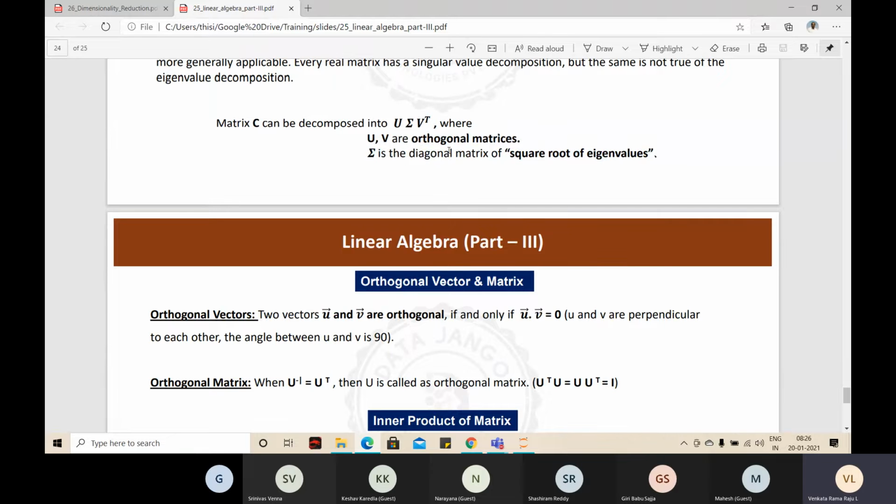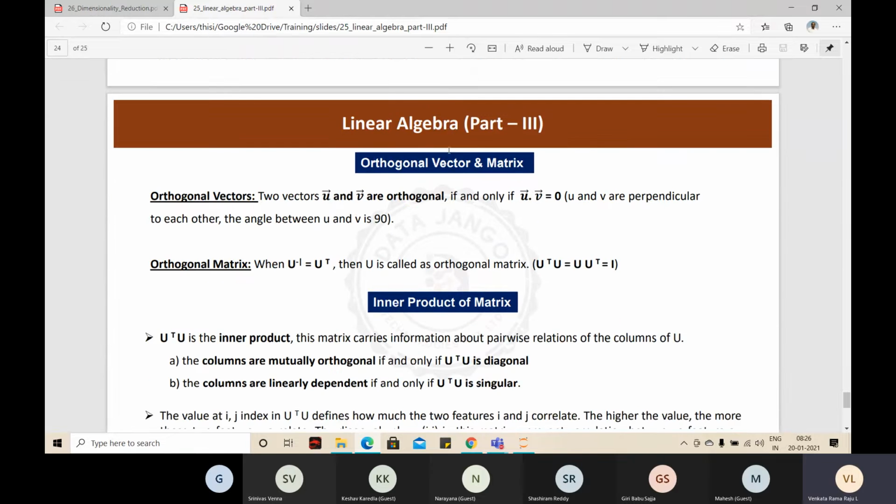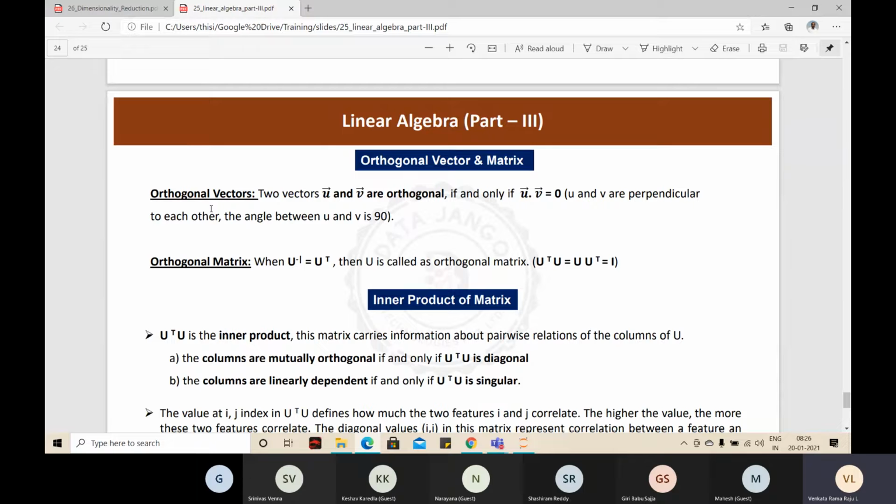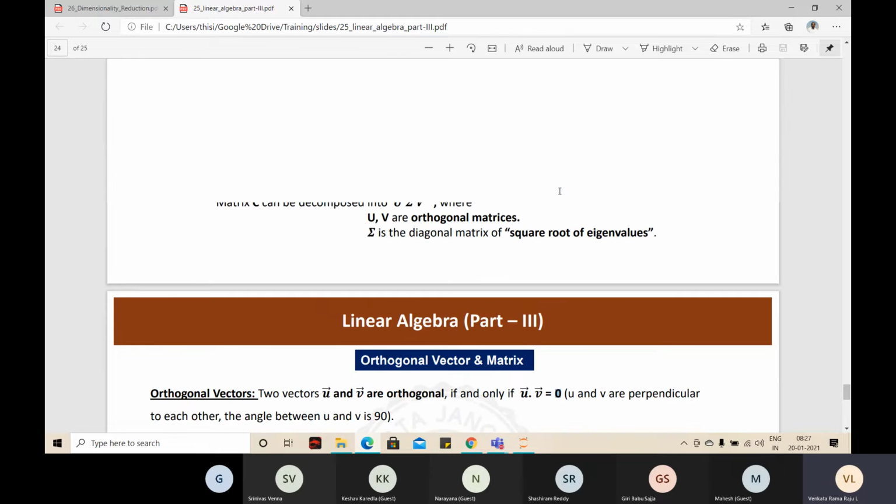What is an orthogonal matrix? We need to understand orthogonal vectors first. U and V are said to be orthogonal if and only if, when you multiply those two vectors, you get zero. Zero value, sorry. When you multiply two vectors, what will you get? A number.